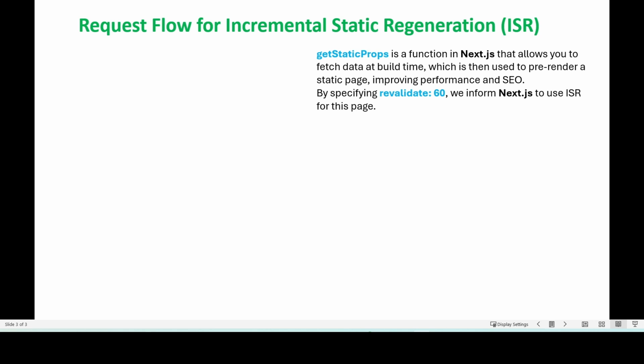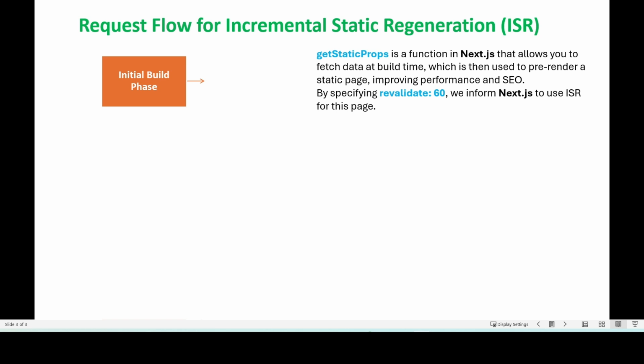Okay, now you understood why we used getStaticProps to fetch the data and then pass it to our blog component. When we add the revalidate property to getStaticProps, it informs the Next.js server to use incremental static regeneration for this page. That's why we used getStaticProps inside our blog page component. Okay, now before we test our incremental static regeneration, let me explain the request flow of incremental static regeneration.